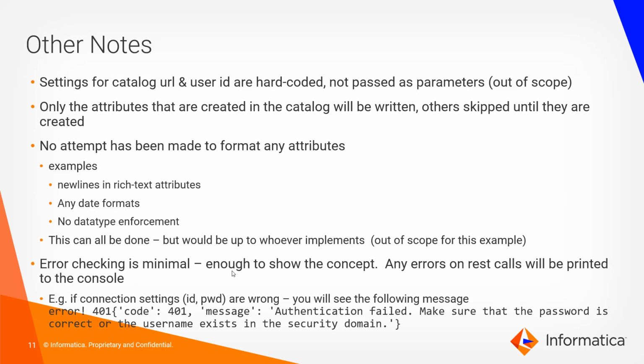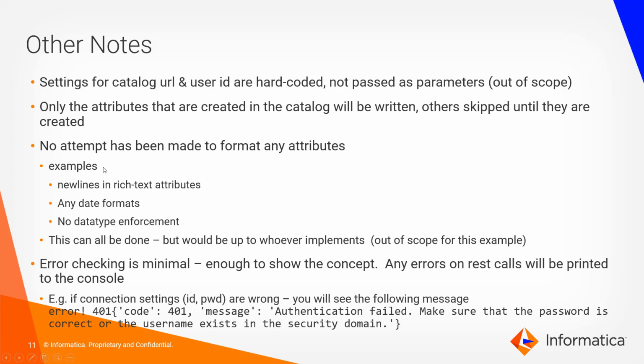Other notes: for this process, we're having to hard code the settings for the catalog URL and the user ID. Any changes to that, like parameterizing it and passing it in on the command line, is way out of scope. Feel free to go and do that if you want. As I already mentioned, only the attributes that are created in the catalog are written. Others are completely skipped, but it does print to the screen to say they don't exist.